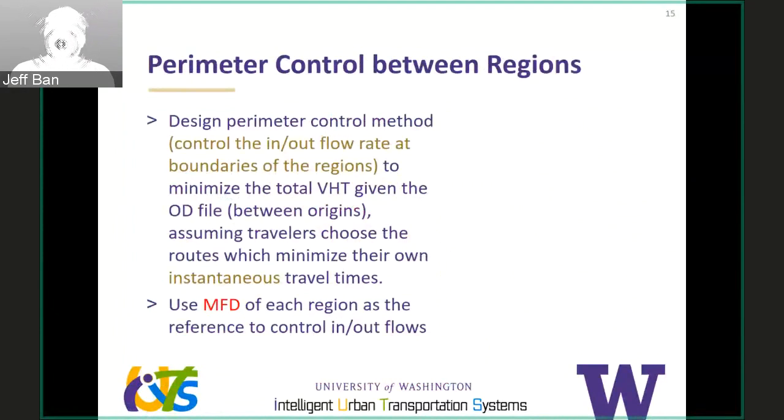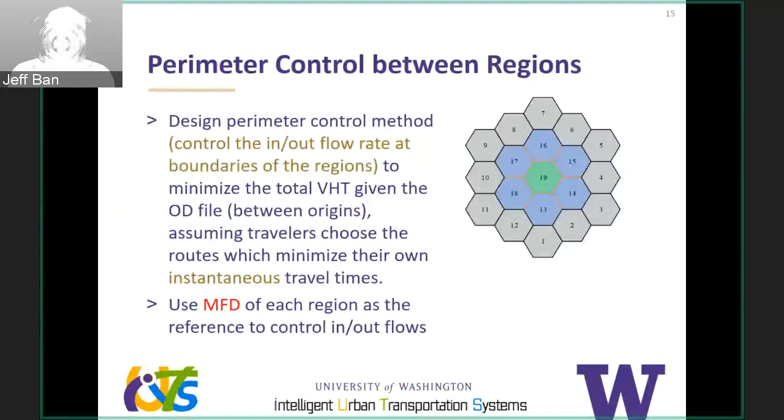But what's your criteria to do the control or the inflow and outflow metering, right? Here I'm using a more abstract form of the regions. Here you have 19, and the last one is more like a core, the city core, like Atlanta's downtown or Seattle downtown, whichever. And then you have these urban regions and you have suburban regions, right? That mimics a city.